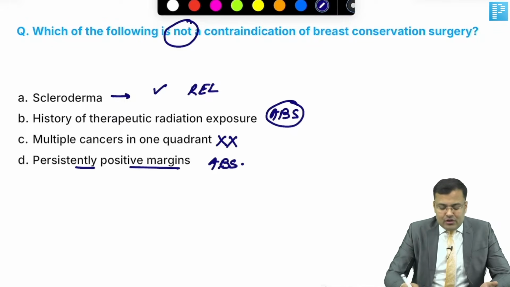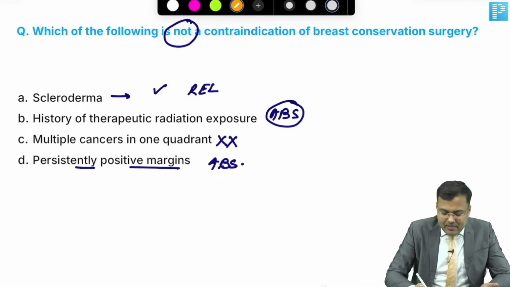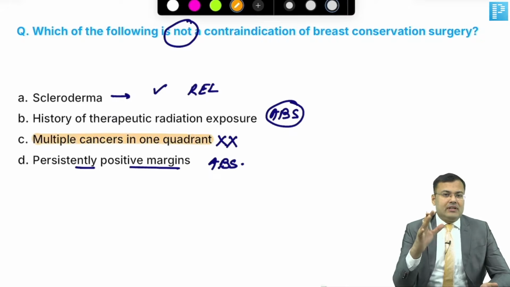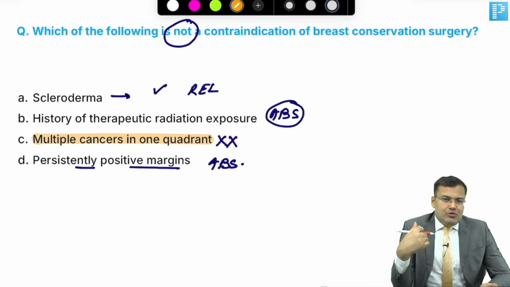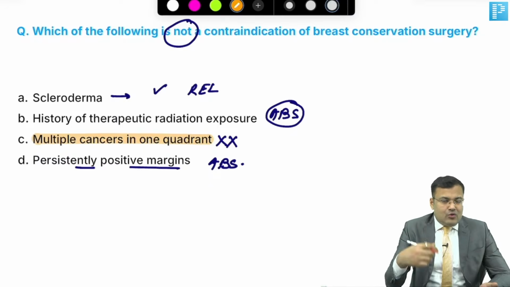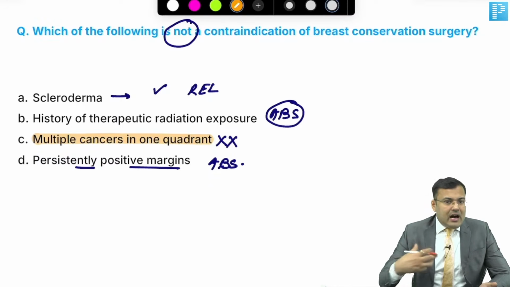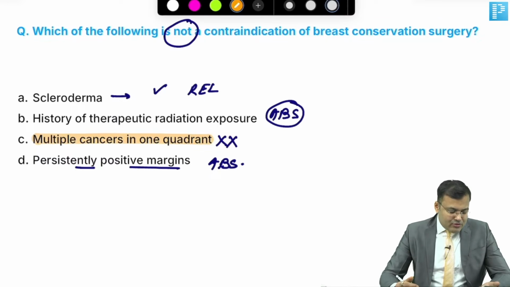So which of the following is not a contraindication? Actually, this kind of question was asked in the last INI-CET. You have to remember, multiple cancers in one quadrant. So can anybody tell me what are the absolute contraindications? Pregnancy, multiple tumors in different quadrants, diffuse microcalcification, persistently positive margins, inflammatory breast cancer. These are absolute contraindications. And what is relative contraindication? Collagen vascular disease, clear? Large tumor in small breast and large pendulous breast. So these are relative contraindications, clear?